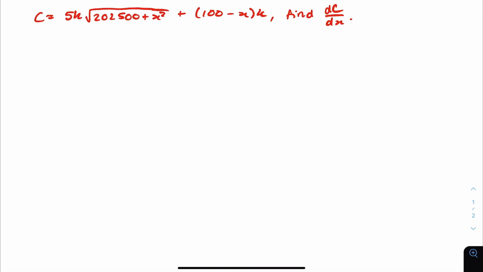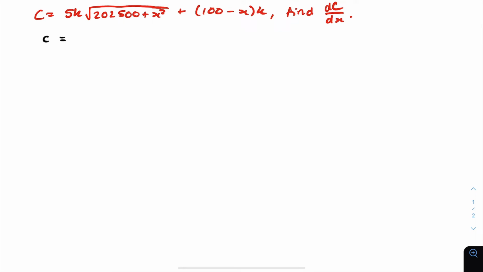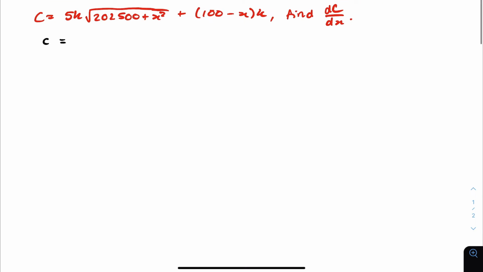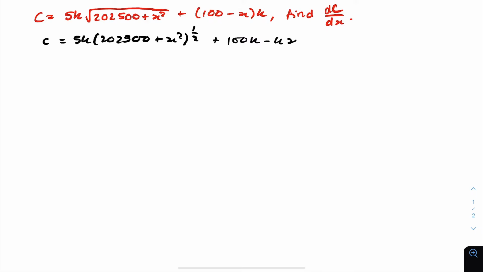So we're given that c is equal to 5k times root of (202,500 plus x squared) plus 100 minus kx, and we're asked to find dc over dx. First thing I'm going to do is write c in terms of indices and also expand the brackets out. So we get 5k times (202,500 plus x squared) to the power of half, since the square root represents to the power of half, plus 100k minus kx. And now we're ready to differentiate.